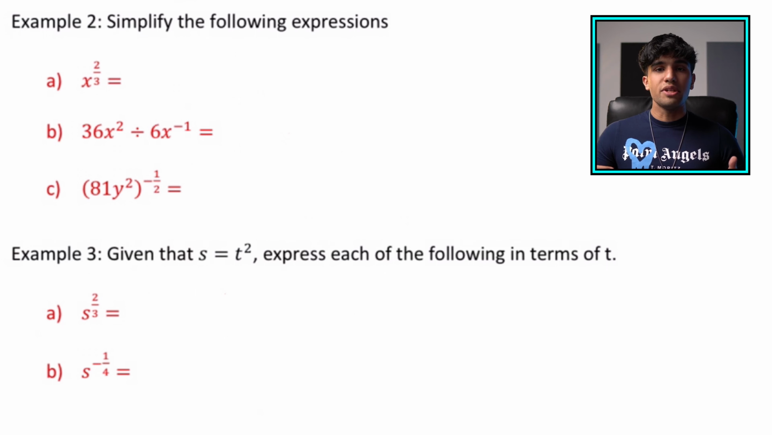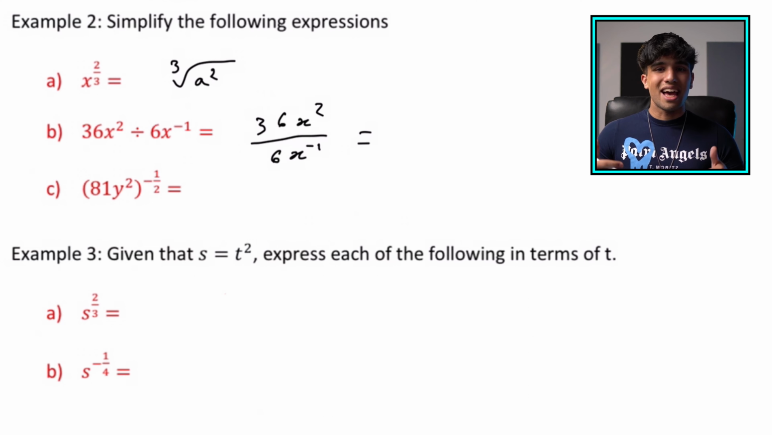In question A, we need to simplify x to the power of 2 over 3. We can use our fourth index law to solve this question, and that gives us the cube root of a squared. Looking at question B, the first thing I would recommend is to get rid of our divide sign and write this as a fraction. So we get 36x squared over 6x to the power of minus 1. From here, we'll use our trick to separate our fraction, taking our numbers out and leaving our x terms separately.